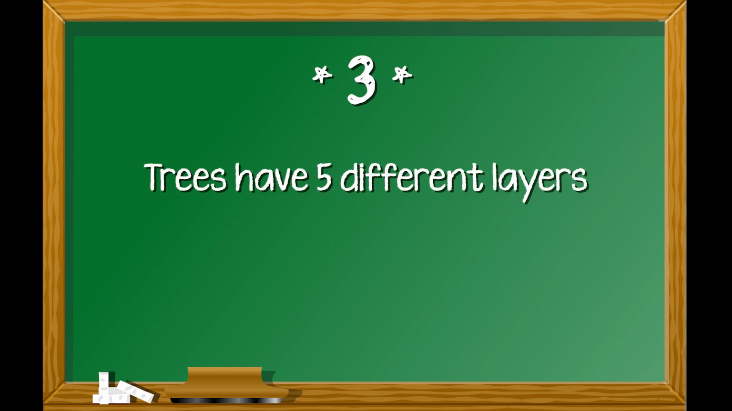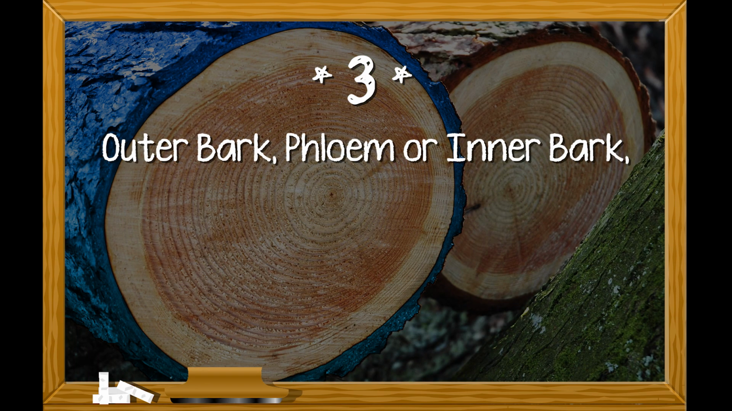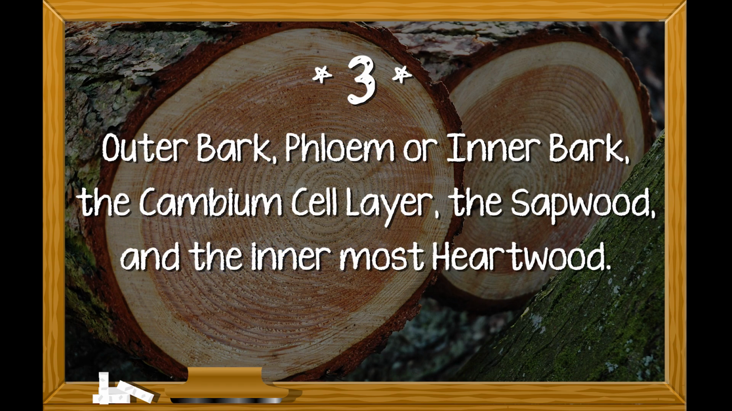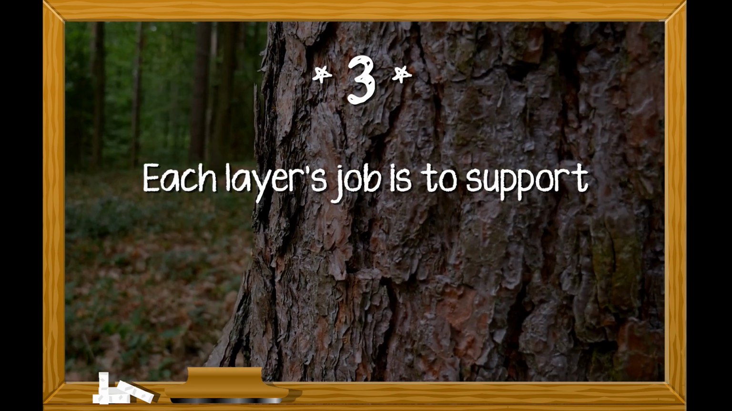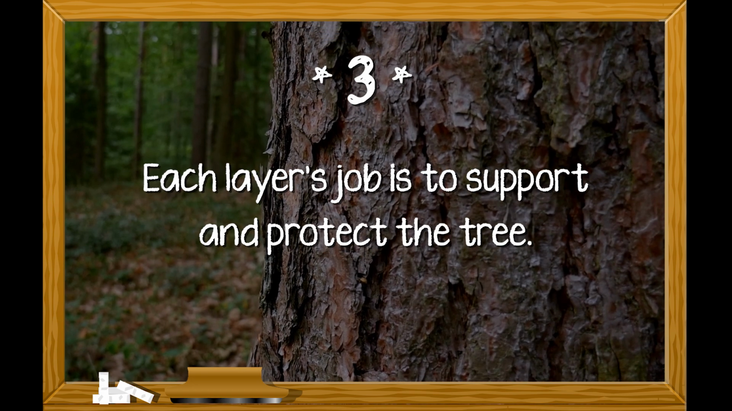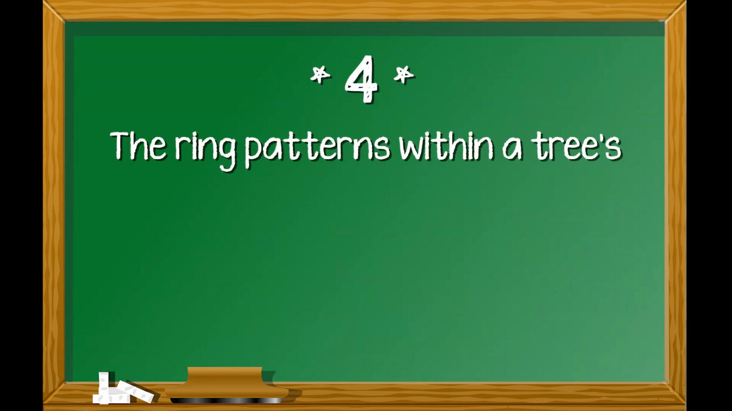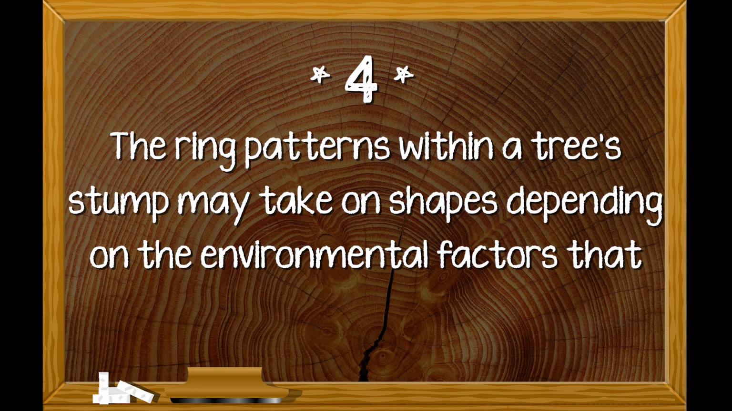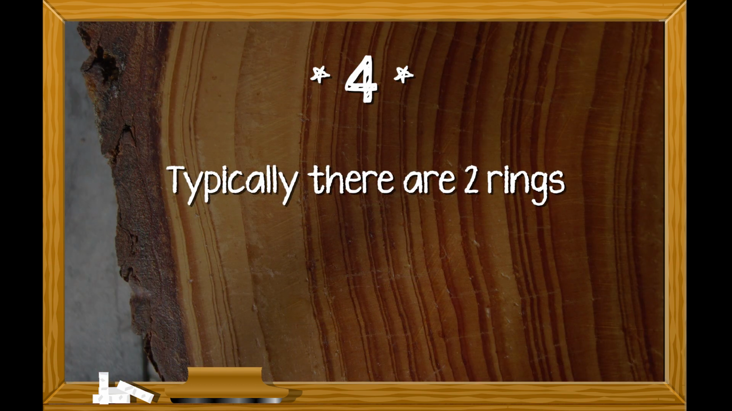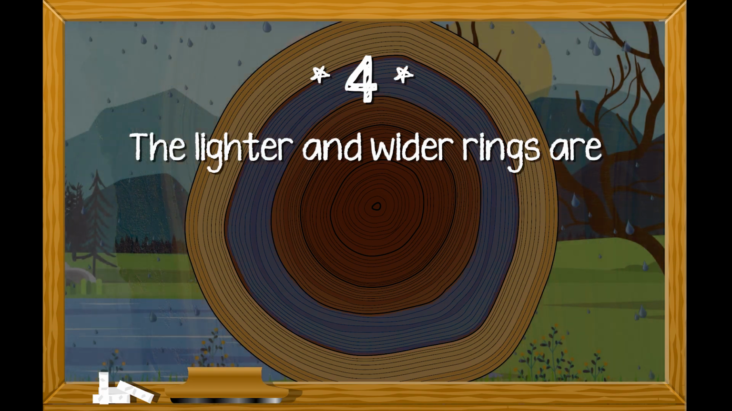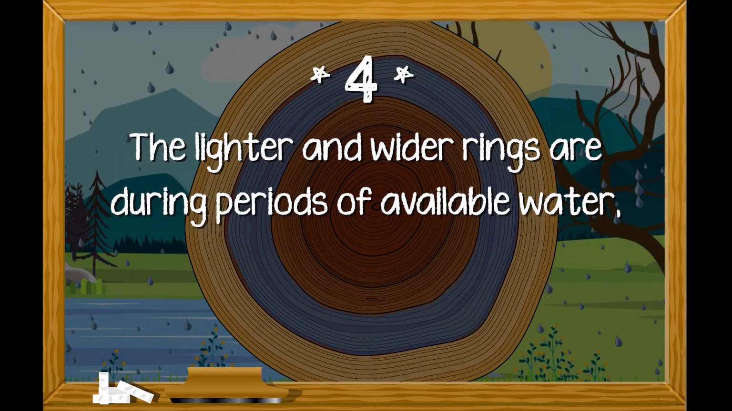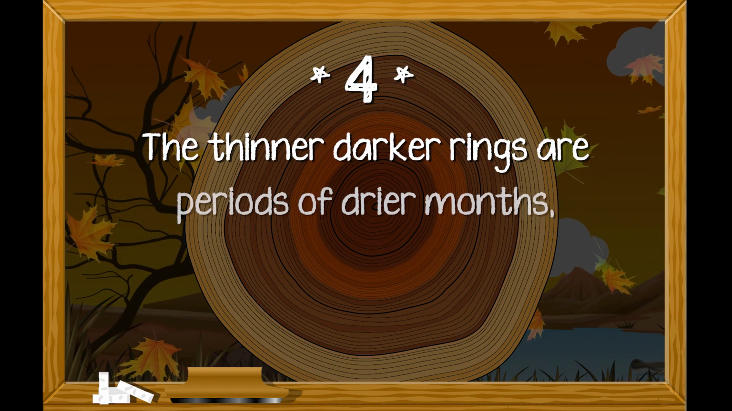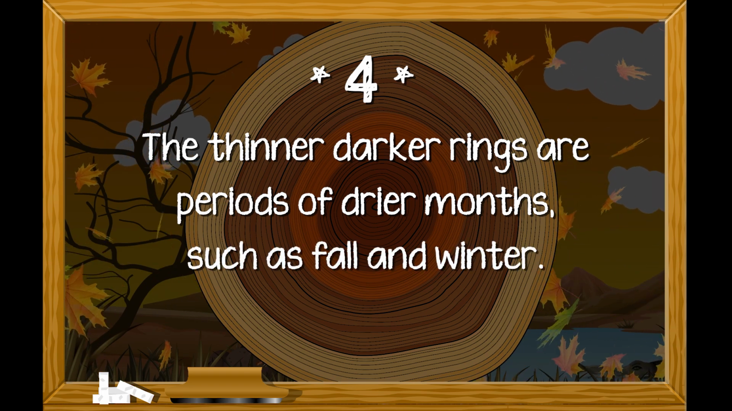Third, trees have 5 different layers within their trunk: the outer bark, phloem or inner bark, the cambium cell layer, the sapwood, and the innermost heartwood. Each layer's job is to support and protect the tree. Fourth, the ring patterns within a tree's stump may take on different shapes, depending on the environmental factors that occurred during its lifetime. Typically, there are 2 rings with yearly growth. The lighter and wider rings are during periods of available water, such as during spring and summer. The thinner, darker rings are periods of drier months, such as fall and winter.